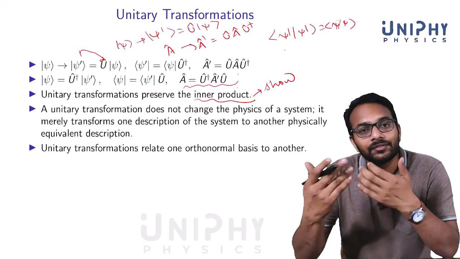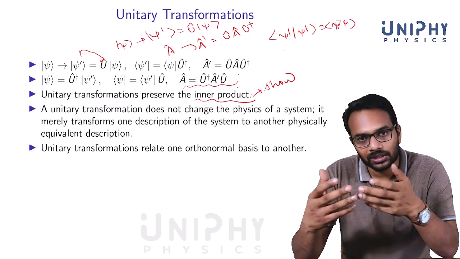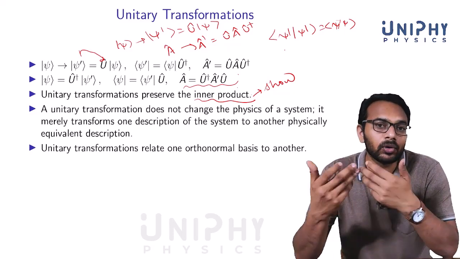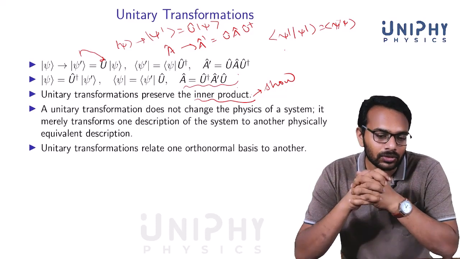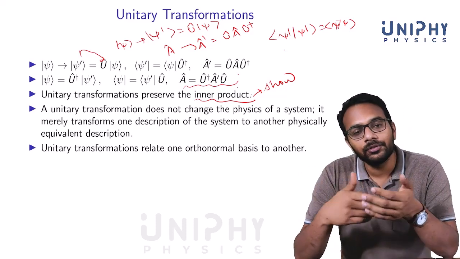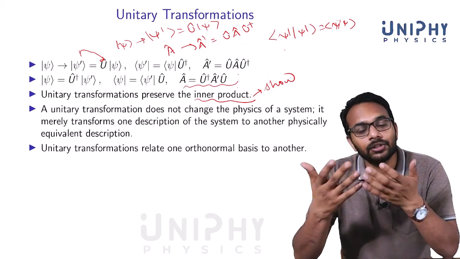This means that the physics remains the same, because we know that all the physics is based on the inner products. We define the probability, etc. You see that the probabilities do not change. We are talking about probabilities in quantum mechanics, and these probabilities do not change if you make a consistent unitary transformation.